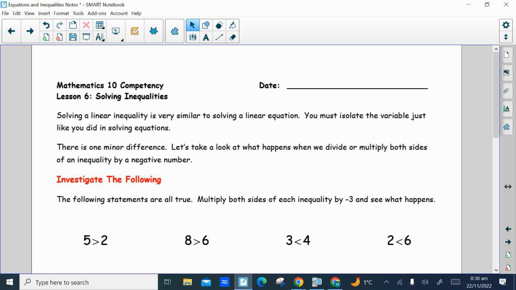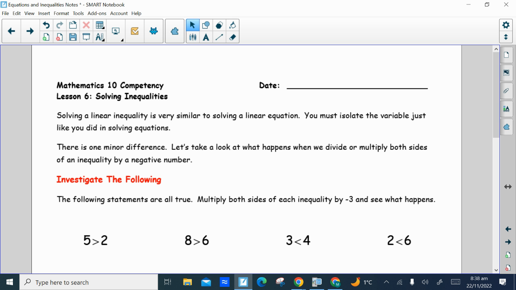Okay, so now we're going to look at solving inequalities. So we're going to find an expression for all the values that make the inequality true.